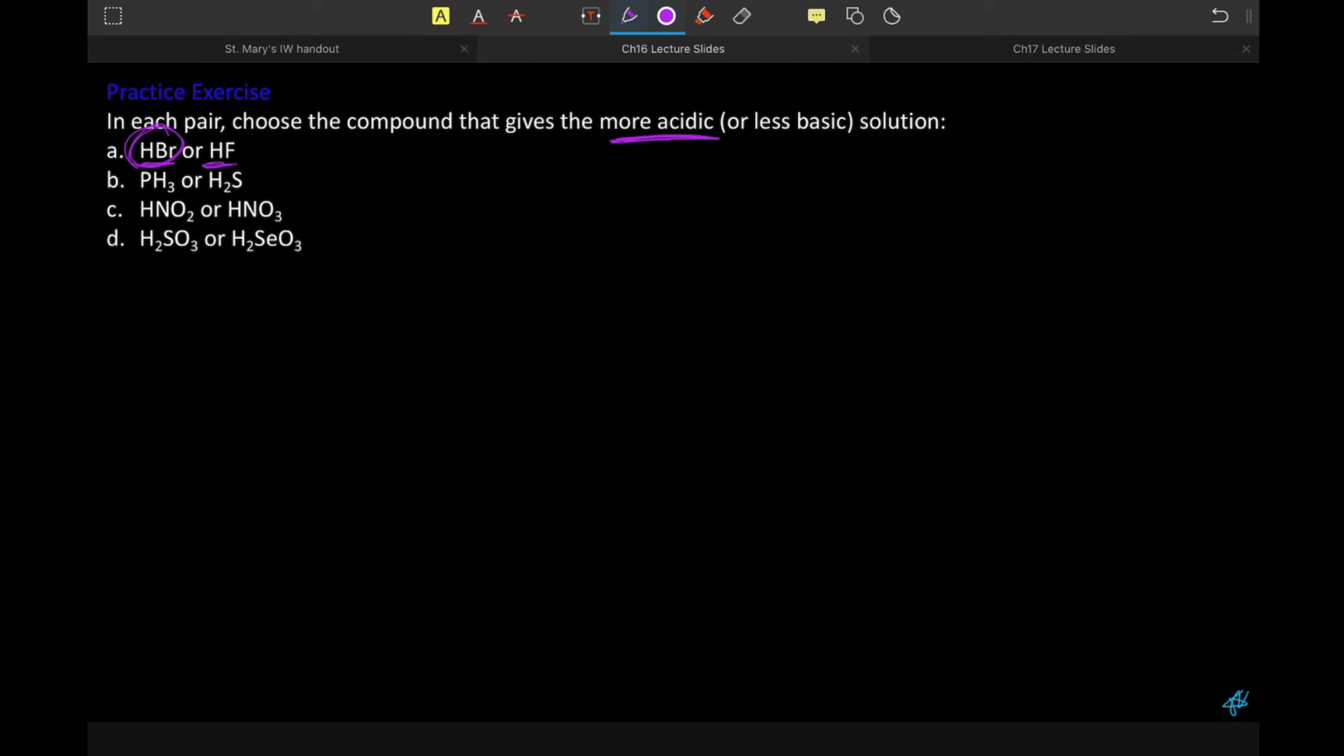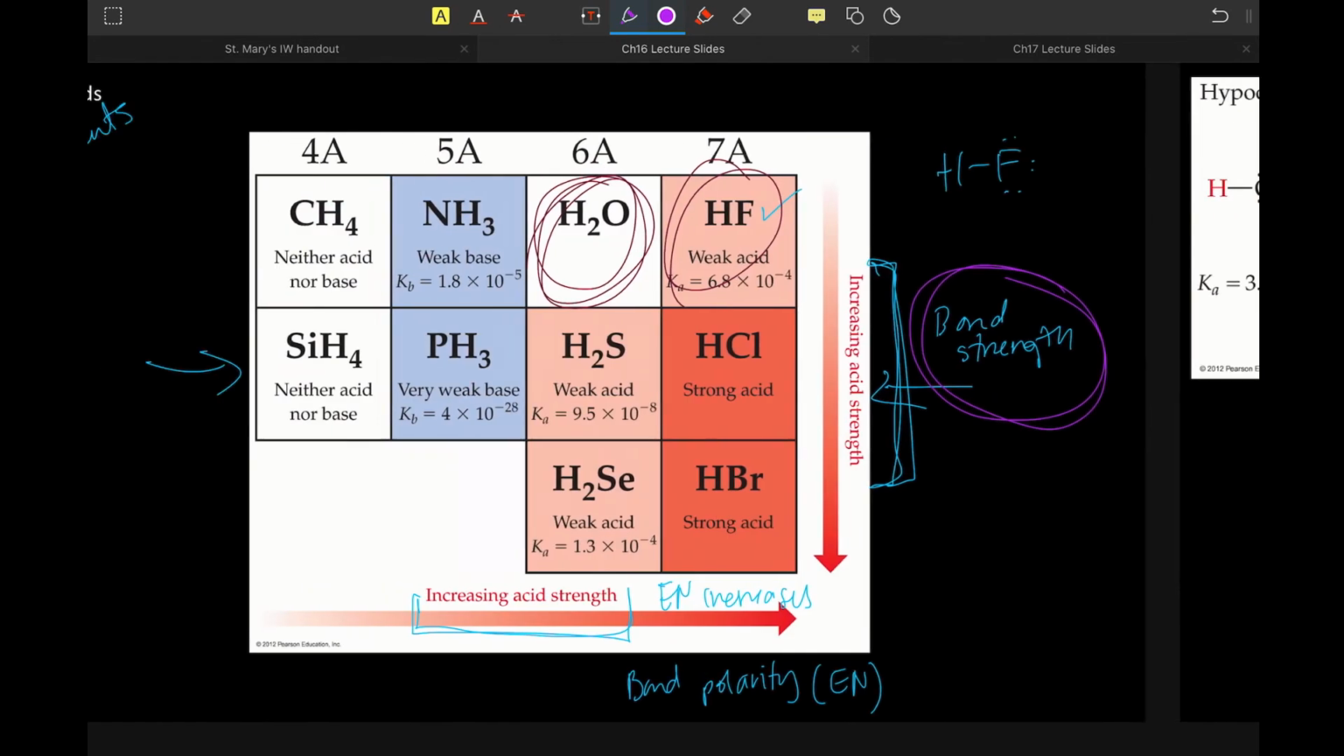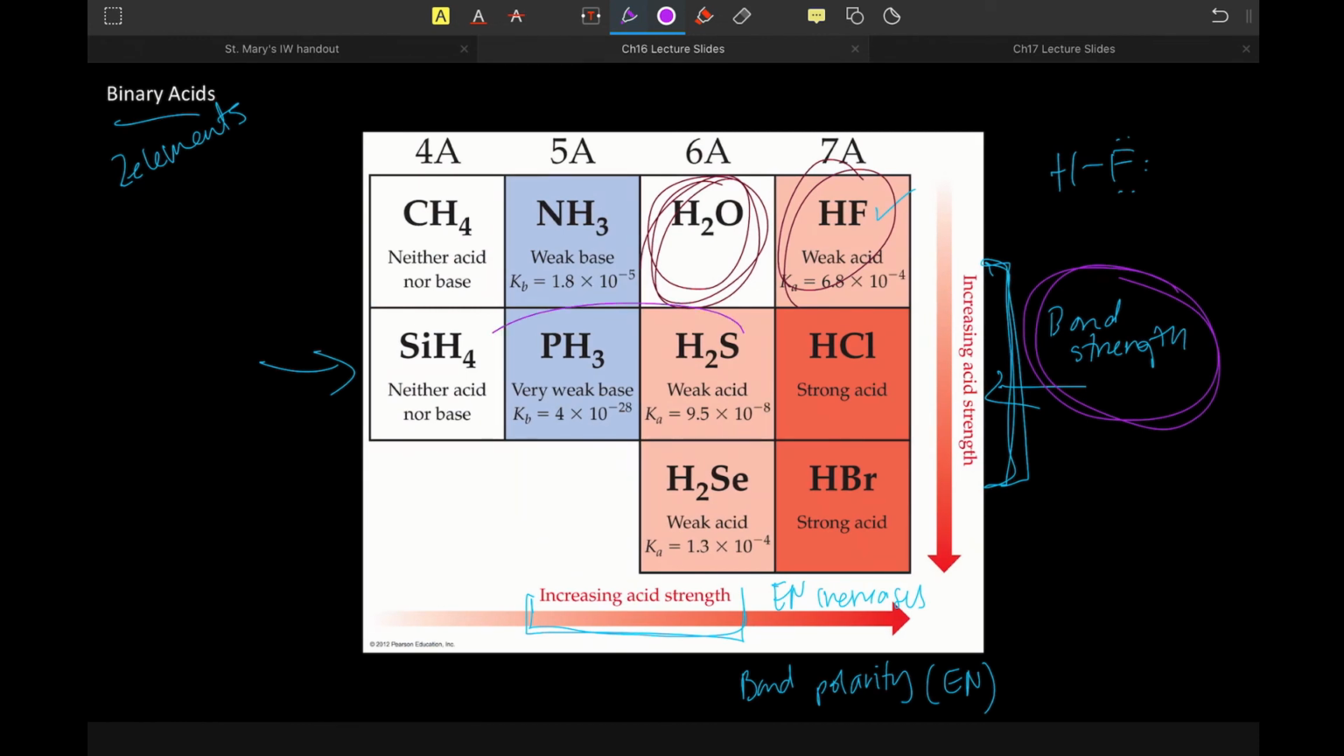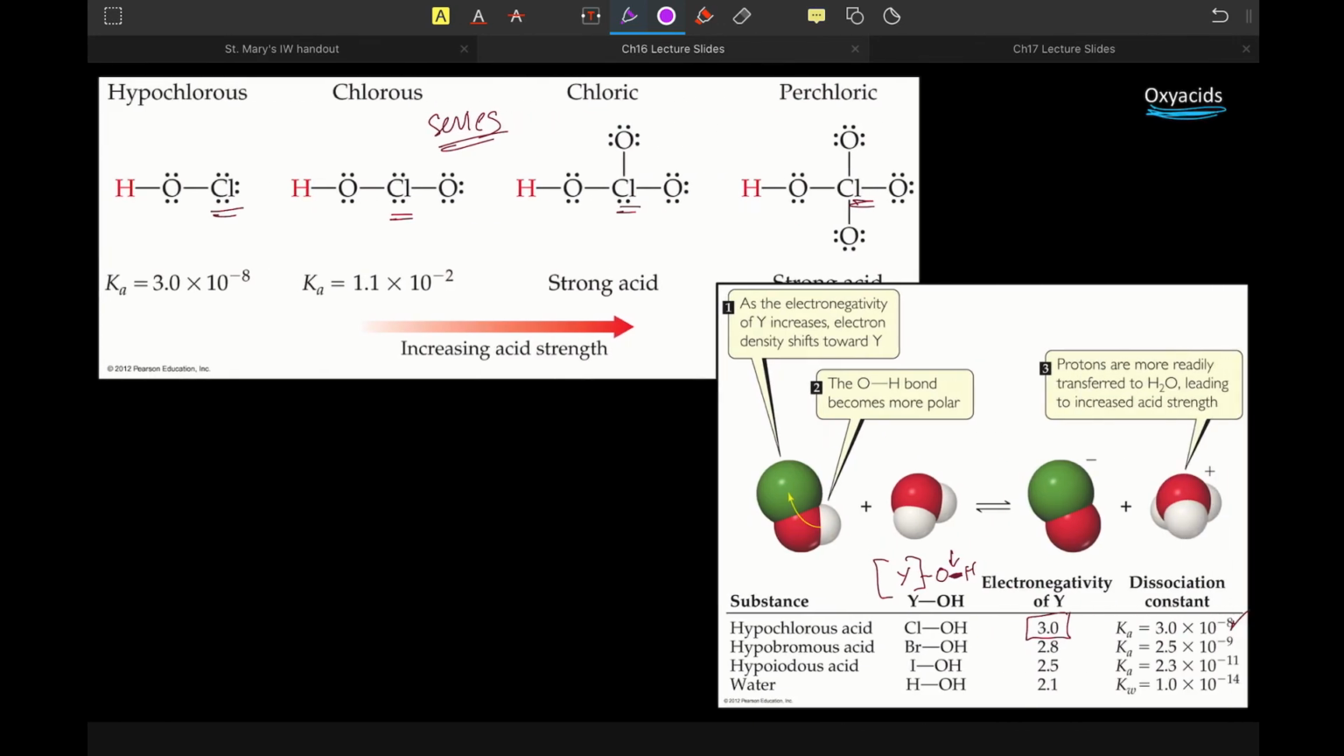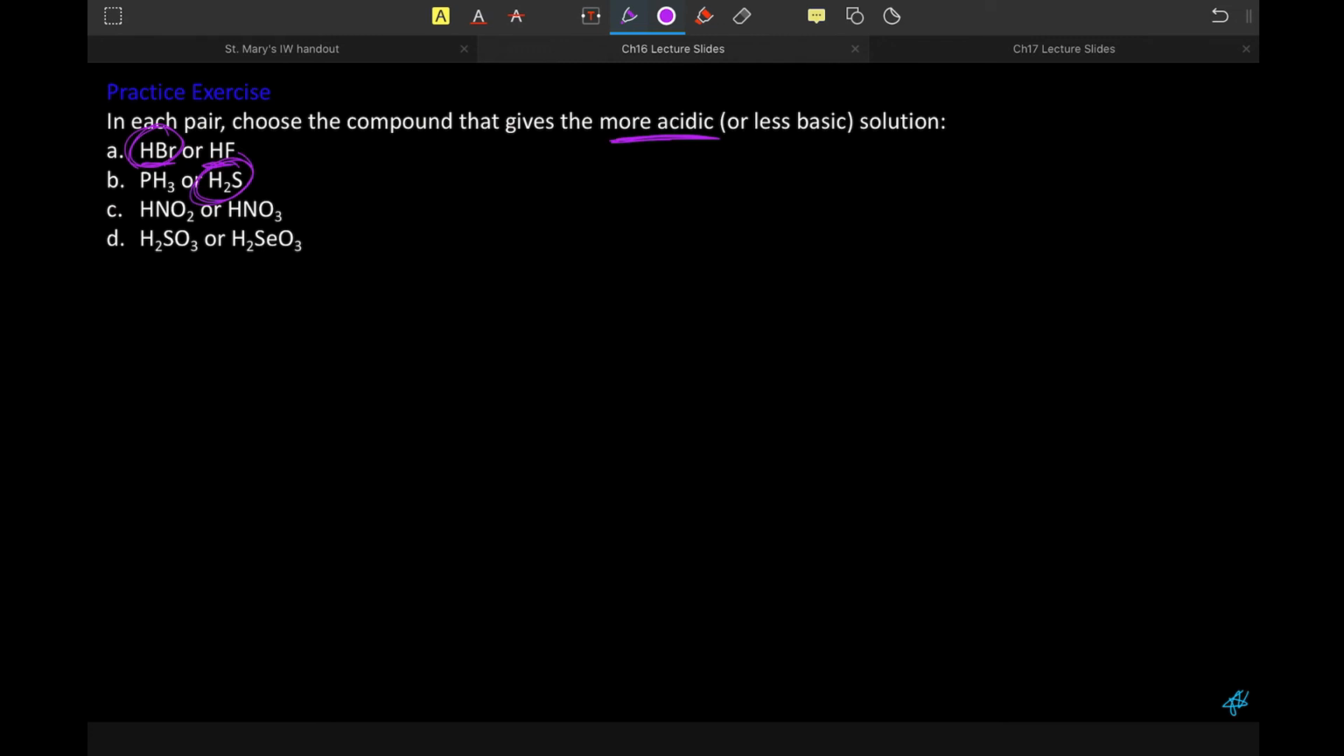PH3 or H2S, again, we're looking at some binary acids. Phosphorus and sulfur are in the same period, so then we are just looking at which is the more electronegative, because the more electronegative means a more polar bond, which means a stronger acid, which is going to be this one. So again, the more electronegative element, the more electron density is pulled away, the more polar the bond, and the better that hydrogen is able to be taken away.